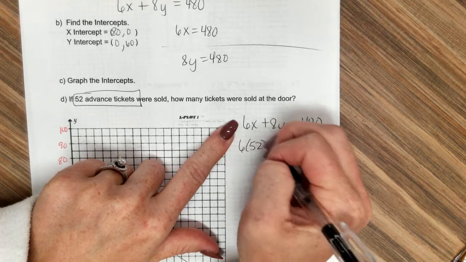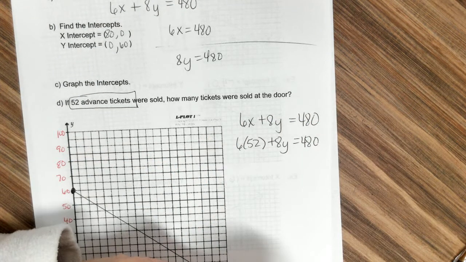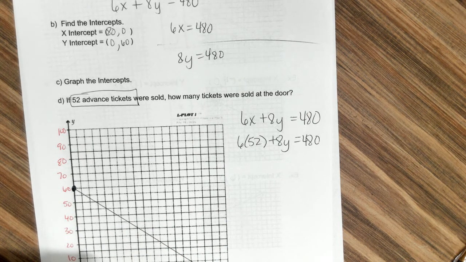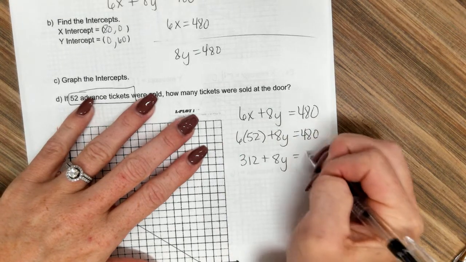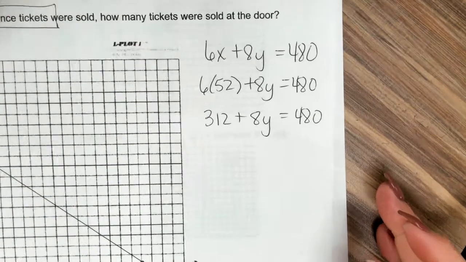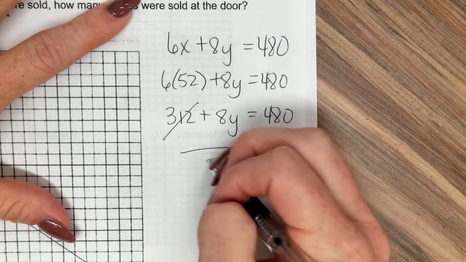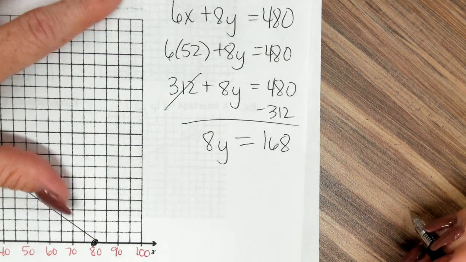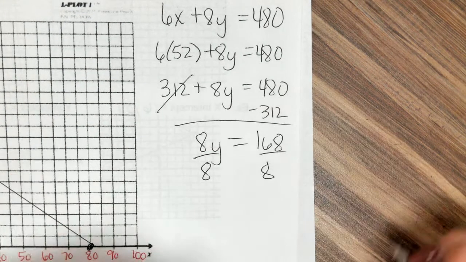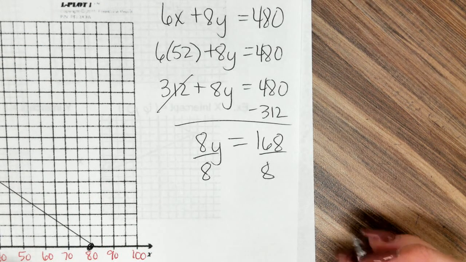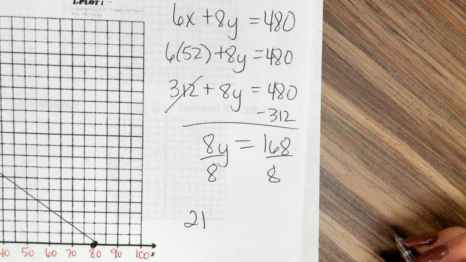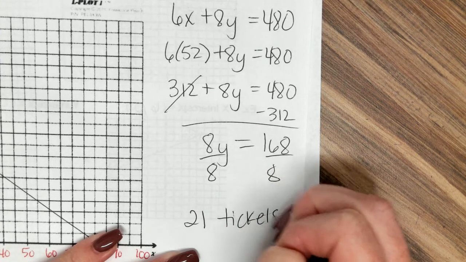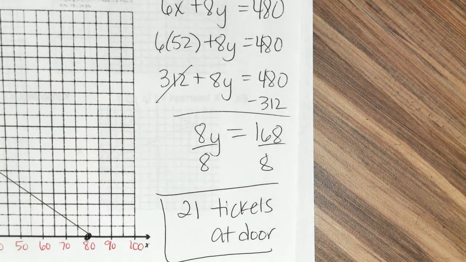So 6 times 52 plus 8y equals 480. I'm just solving an equation. 6 times 52 is 312 plus 8y equals 480. All right, what am I going to do to solve this equation? Subtract 312. 168. Now what am I going to do? Divide by 8. What do we get? 21? 21 what? X and Y both represented tickets. Just one was advance tickets and one were tickets at the door.